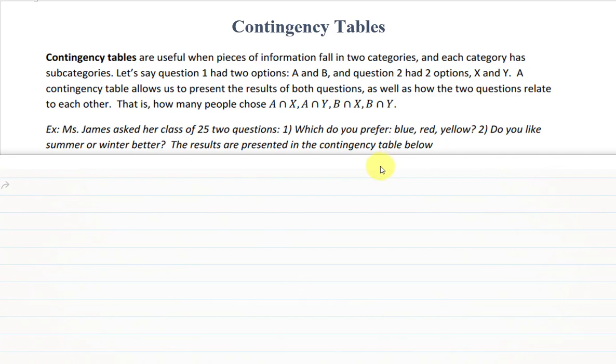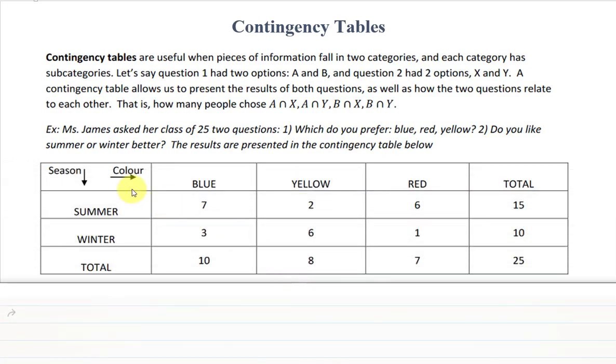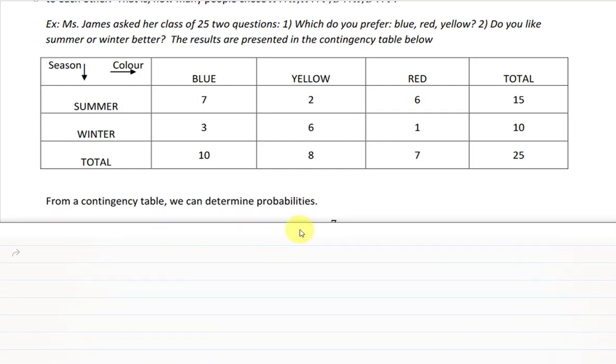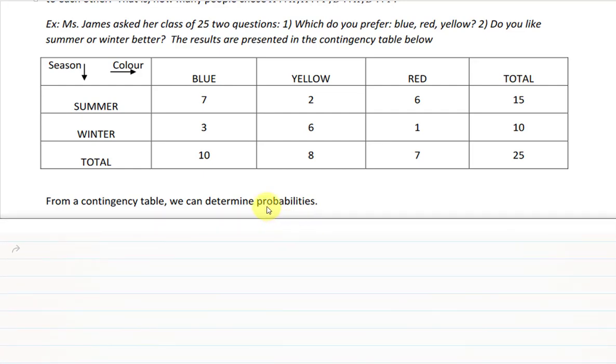So for example, Miss James asked her class of 25 2 questions. Which do you prefer: blue, red, or yellow? And the second question is, do you like summer or winter better? The results are presented in the following contingency table. We see that the columns represent the seasons, summer and winter, and the colors are the rows. From the table, you can answer questions about finding probabilities.